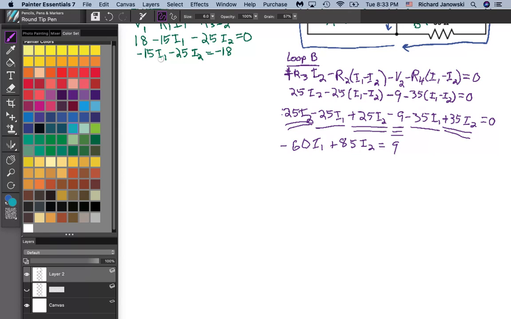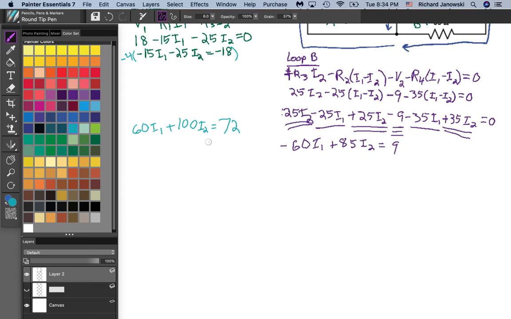I'm going to end up multiplying this guy up here. Multiply the whole thing by minus 4. All right, so if I do that, that's going to end up giving me 60 I1 plus 100 I2, and then minus 4 times minus 18 is going to give us 72.